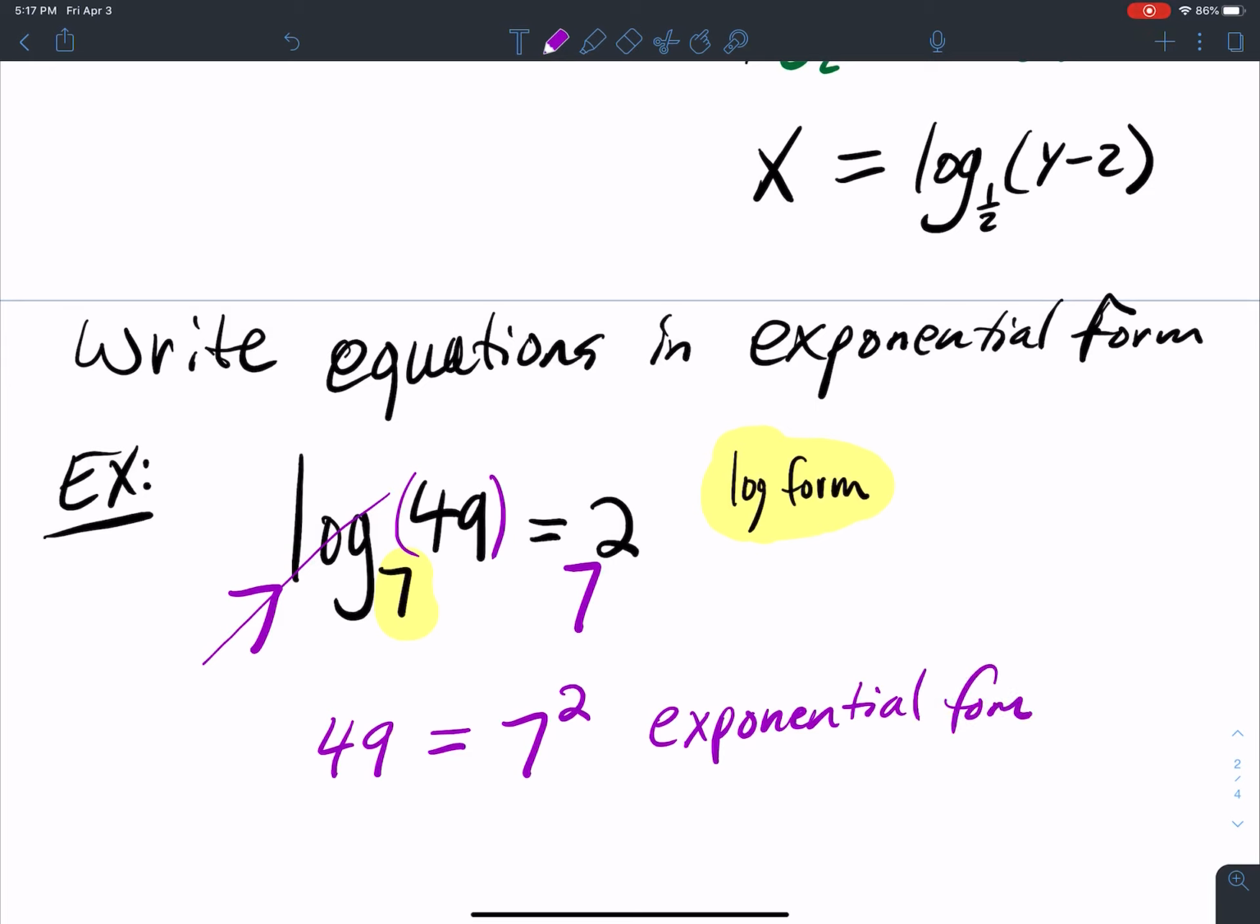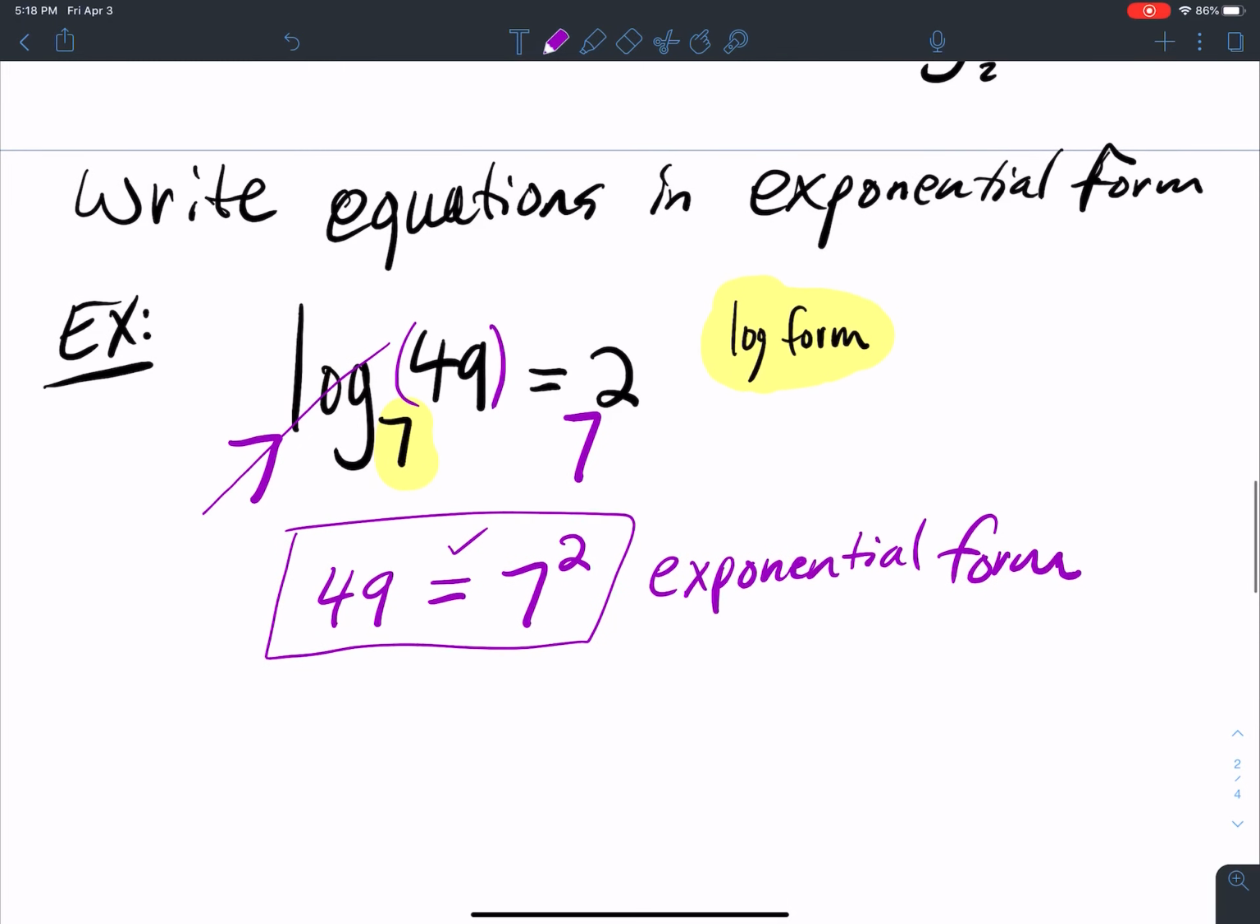When you look at that, is this cool? Yeah, 49 is equal to 7 squared? Absolutely. That's the exponential form. All right, let's try another one.